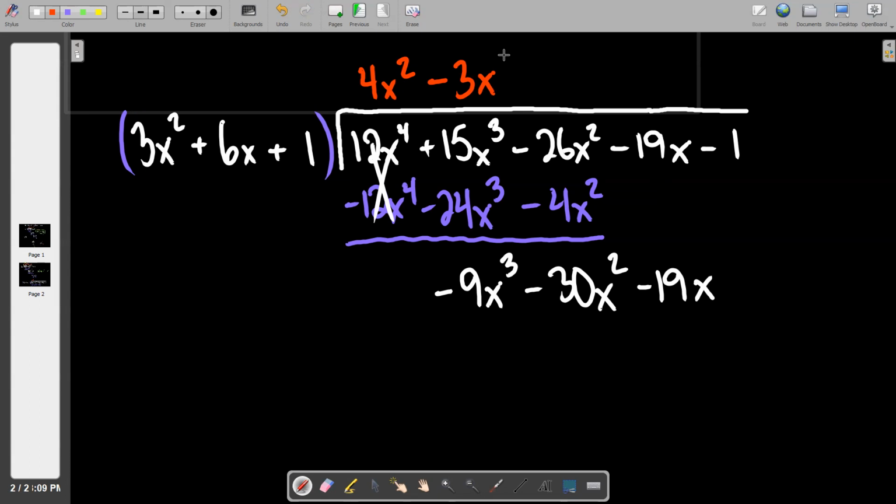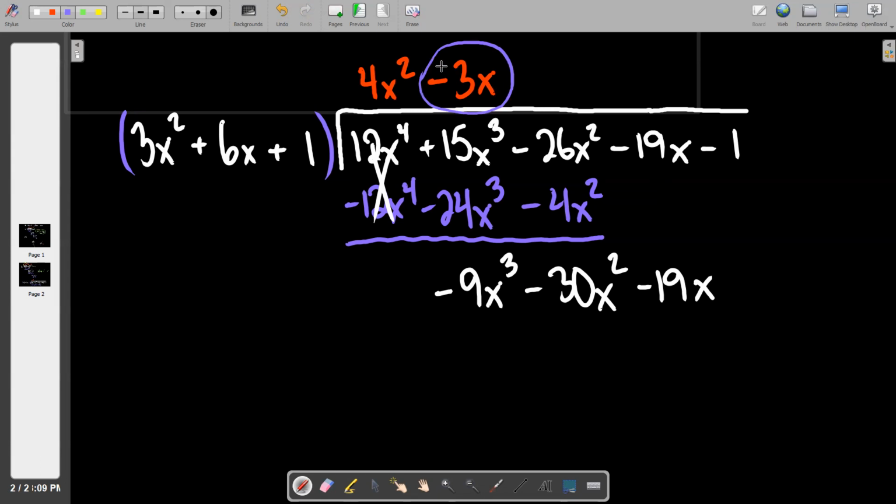Same as the first. We're going to take that thing up on top and we're going to distribute it through and hope and pray that we don't make a single mistake, which is a tall expectation with this much to do. So negative 3x is being distributed.